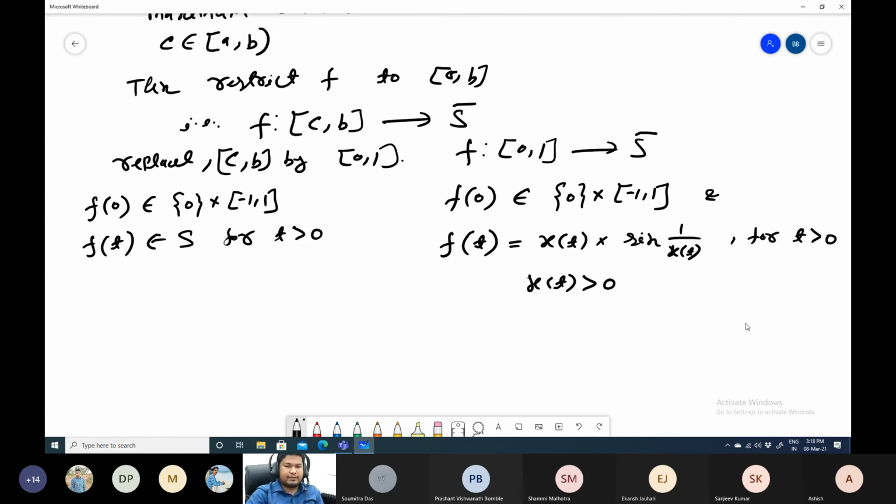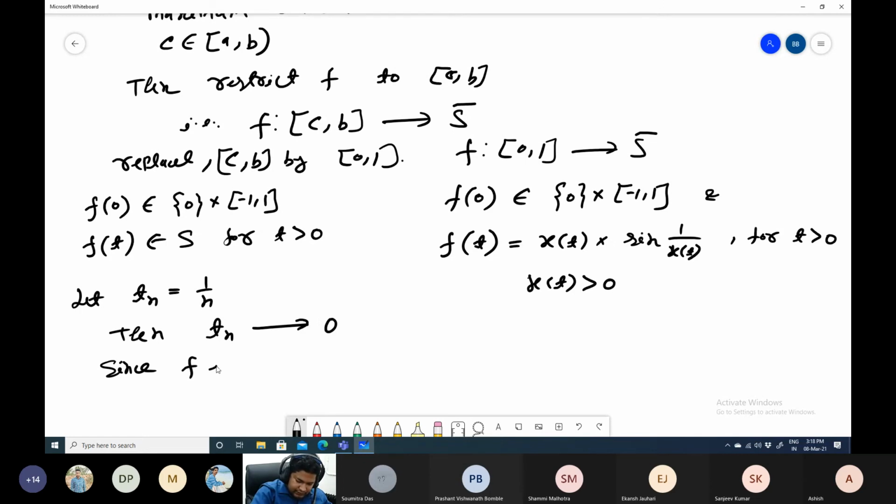Now we will see just one contradiction. That contradiction is also trivial. So what kind of contradiction do we see? Here, f is continuous, right? Now let Tn equal 1 by n. Then Tn converges to 0.